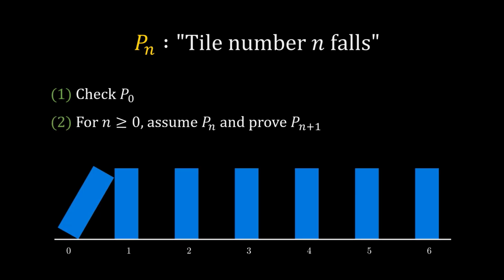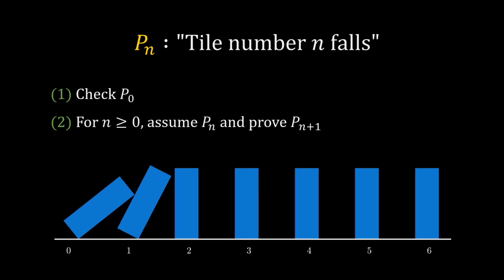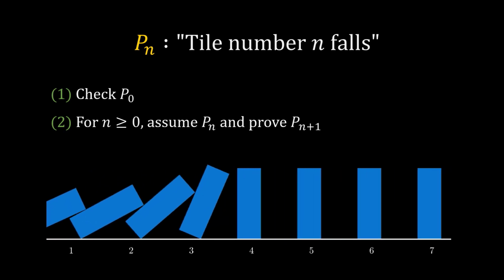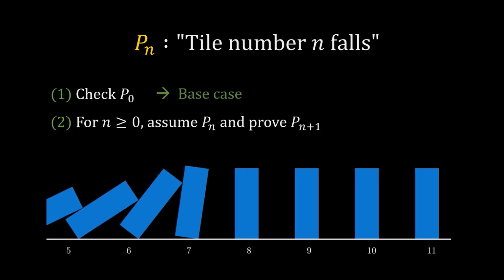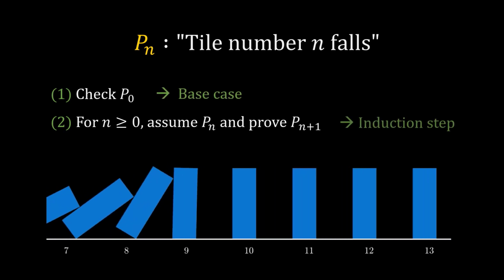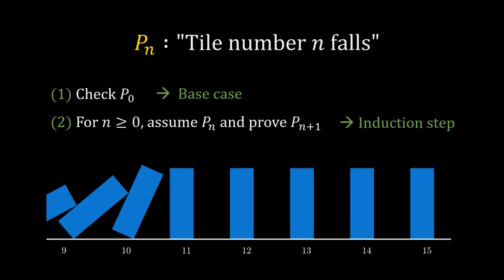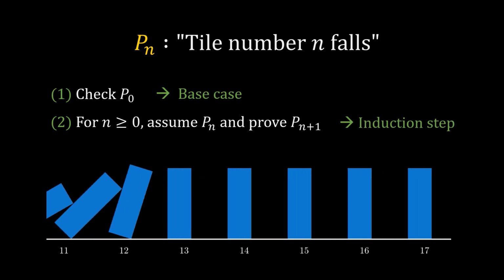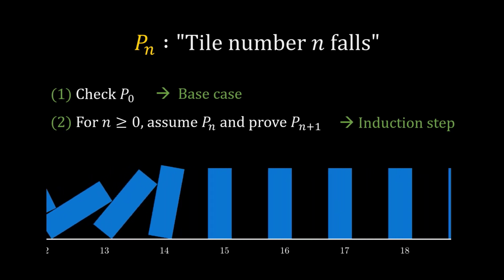And 2. For any natural number n greater than or equal to 0, we assume that Pn is true and prove that Pn+1 is also true. This means we prove that if a tile falls, it pushes the next. Step 1 is called the base case, and step 2 the induction step. After completing these two steps, we can conclude that Pn is true for all natural numbers n.